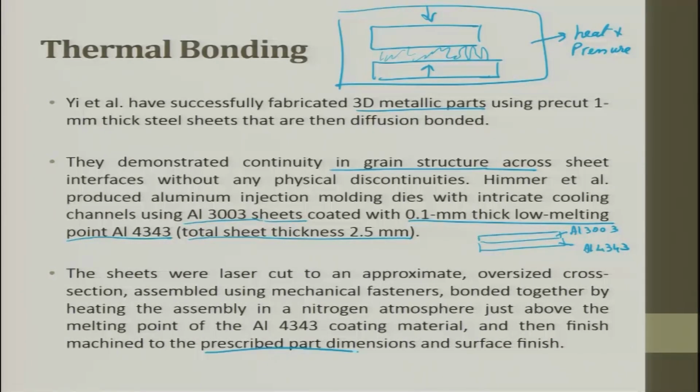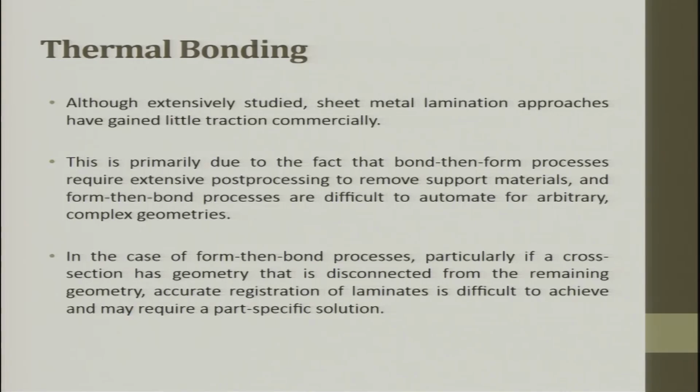So, this is what is very important. Between these two you will always have the lower melting point material melt, and in the nitrogen atmosphere it will join. Assembly using mechanical fasteners, bonded. Mechanical fasteners we do not use, we always go for bonding together by heating. So, this is easier to do and the process can be automated.